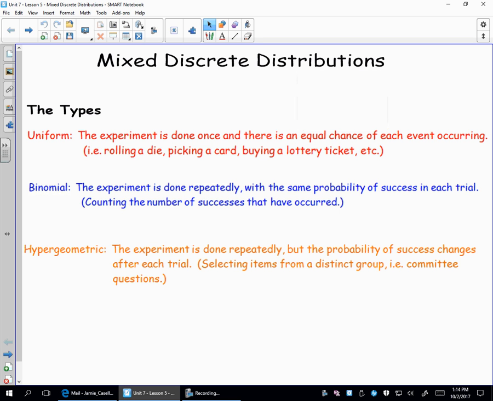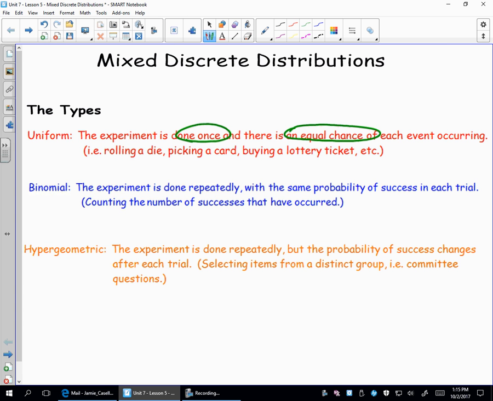In this lesson, we're going to mix together the different types of discrete distributions. Our challenge is going to be identifying which type it is, and then remembering to use the correct formula. So here are the types. We have a uniform. When we do a uniform distribution, we're looking at an experiment that's being done just once, and everything has an equal chance of occurring. For instance, you roll a dice and look at the side. You flip a coin. You buy a lottery ticket.